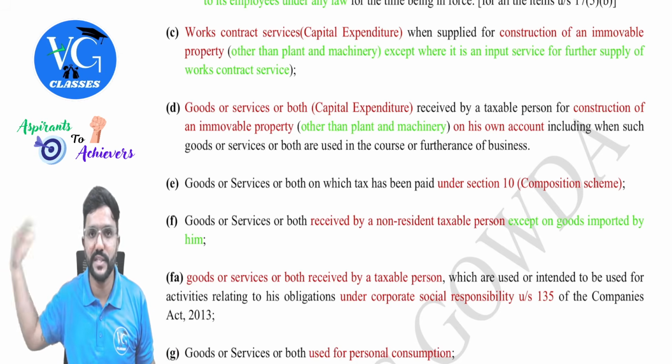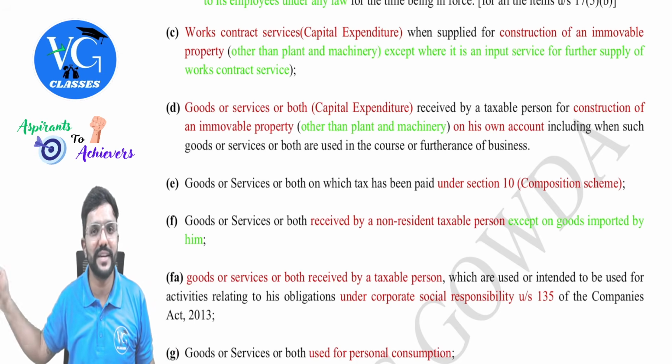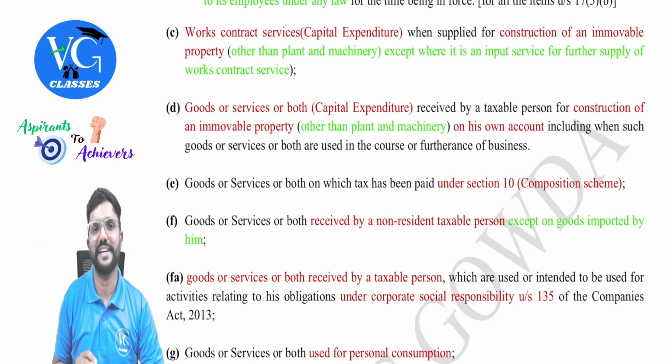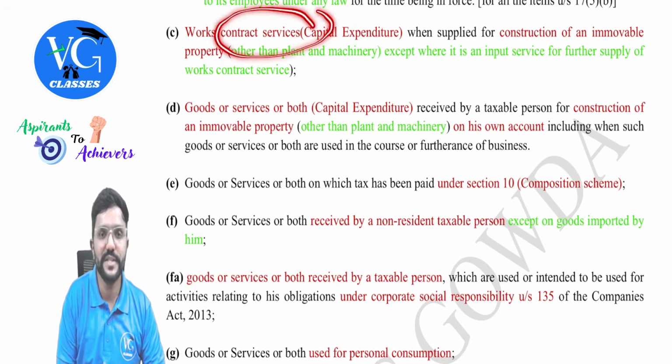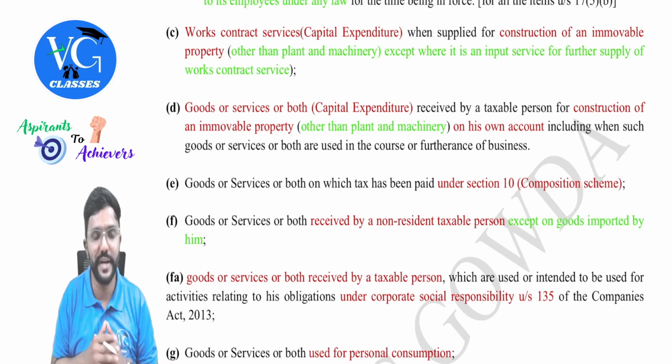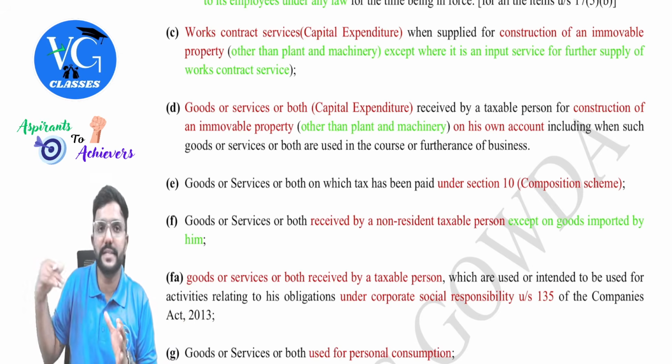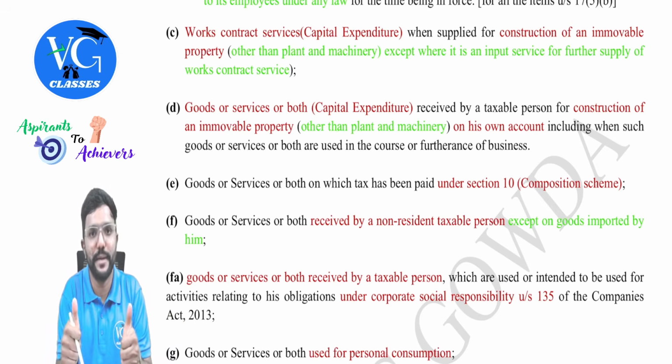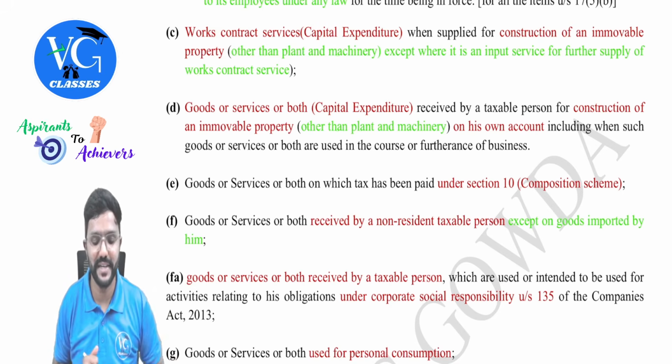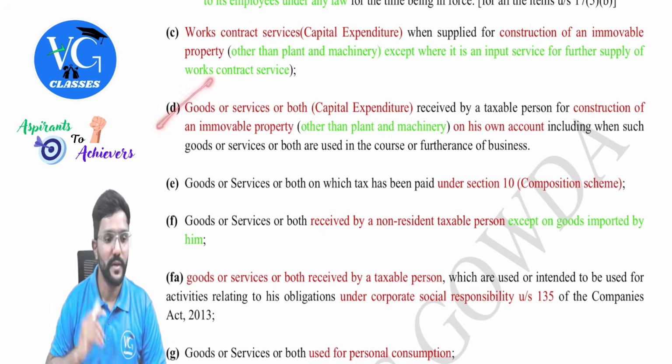Now I am providing works contract services to my customers or clients. Assume on that also I am charging GST. Can my clients or customers claim the credit? No, they cannot claim credit. So if I have taken works contract services for myself, no credit. If it is for the further supply of the same nature, I can claim credit, guys. Okay. Then clause D.